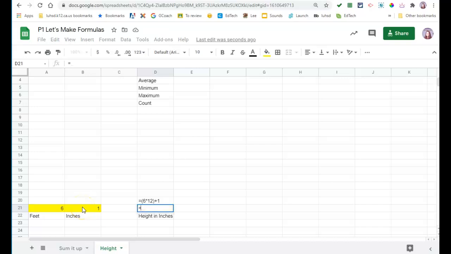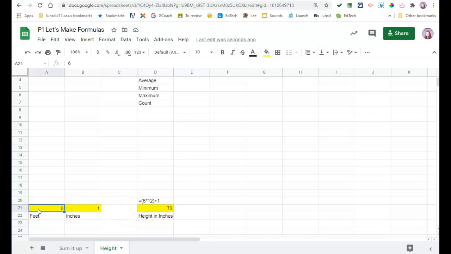Equals, parentheses, that number, instead of the 6, we're just clicking that cell, times 12, close the parentheses, plus that number. Press enter. So again, it's the same formula except instead of having 6 times 12 plus 1, it says whatever's in that cell times 12 plus 1.